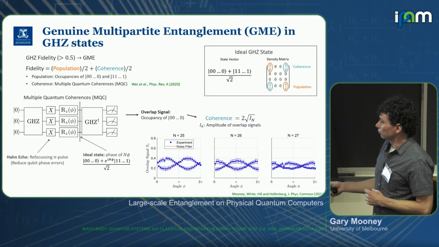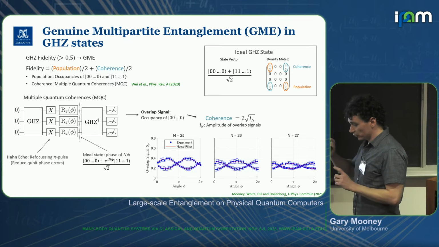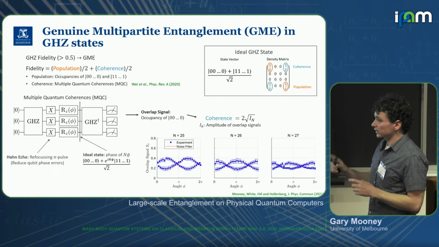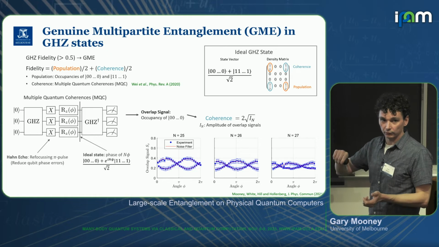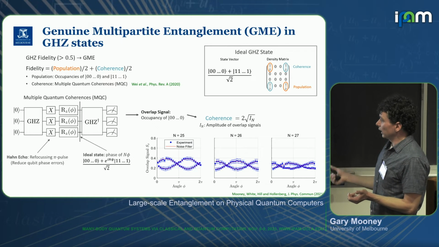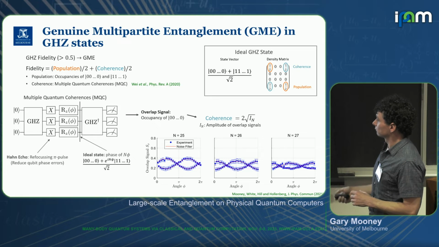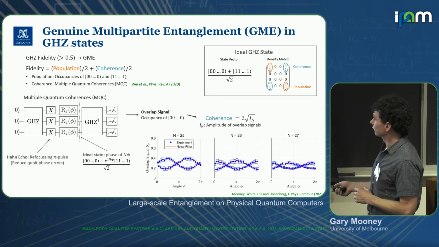This pi pulse here, essentially, so in the device, you've got these free rotations about the Z basis, and the pi pulse essentially reverses those rotations. And so it's a way to kind of cancel out those errors that might accumulate.